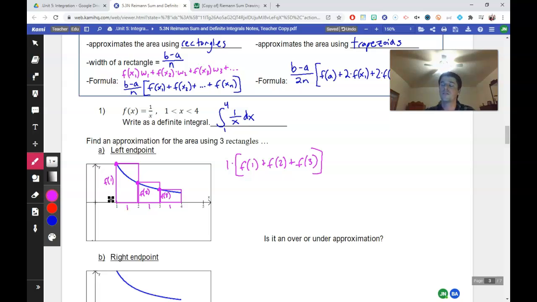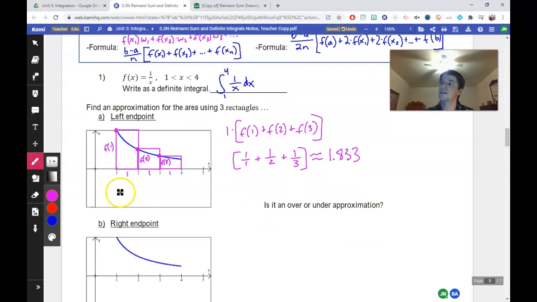Well, what is f of 1, f of 2, f of 3? Our function's 1 over x, so we end up getting 1 over 1 plus 1 over 2 plus 1 over 3. And when you type that out, you get 11/6, or I'll just approximate it, about 1.833. And yeah, that's using the left endpoints.